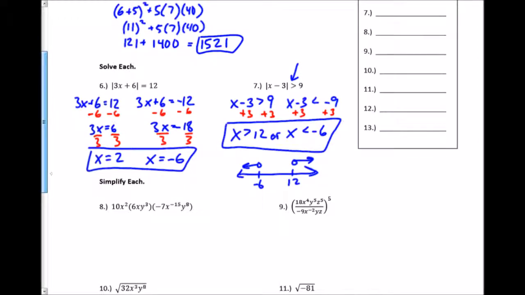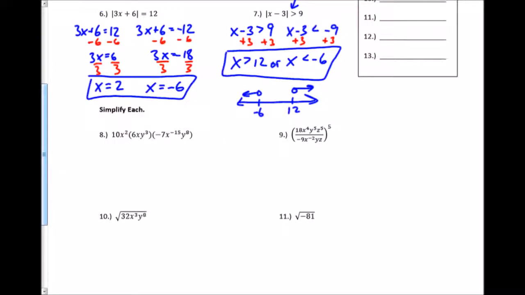Okay? For this one, I'm just multiplying, and I just work left to right. So I multiply these first two pieces. 10 times 6 is a 60. When I multiply, I add the exponents. That's x to the third, y to the third.